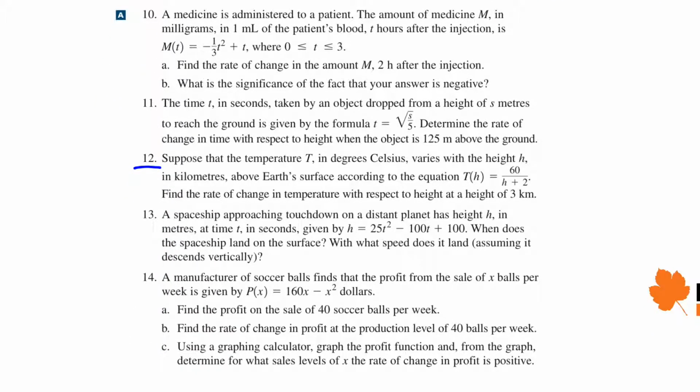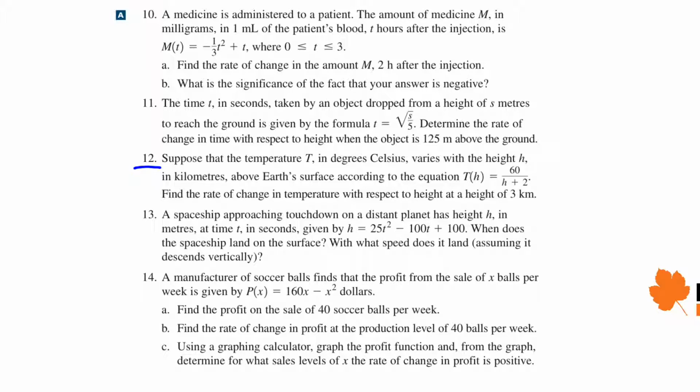Question number 12. Suppose the temperature T in degrees Celsius varies with the height h in kilometers above the Earth's surface according to this equation. T(h) equals 60 over h plus 2. Find the rate of change in temperature with respect to height at a height of 3 kilometers per hour. We are looking for the instantaneous rate of change.